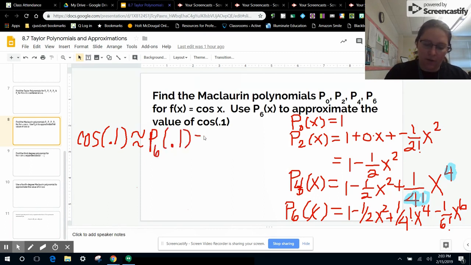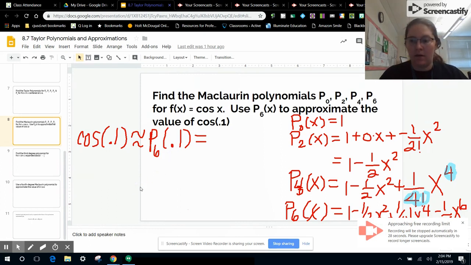And P6 of 0.1 is exactly 1 minus, and I honestly don't want to write this all out by hand. You can write that all out by hand, but I'm going to go into my calculator and type it in and see what I get out. Whatever you get out is going to be the solution of your approximation. So go ahead and practice, type it in your calculator, and compare with each other.